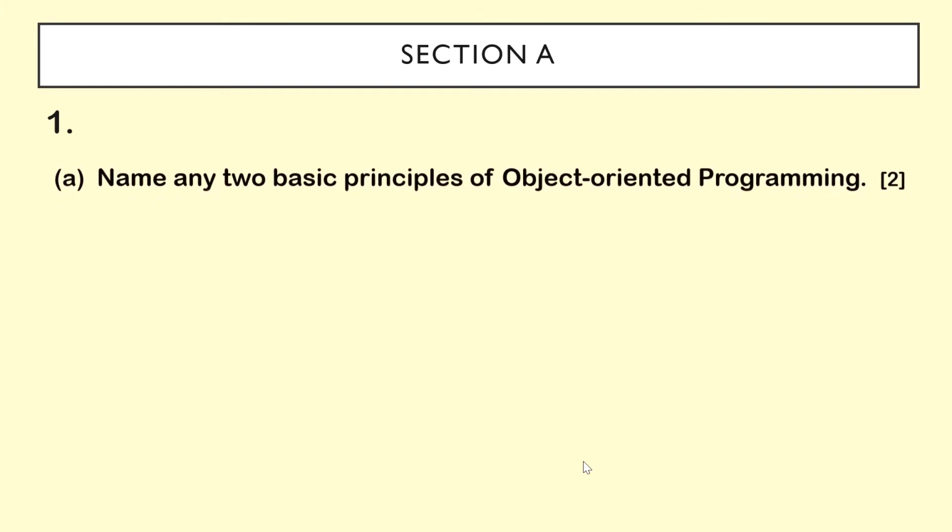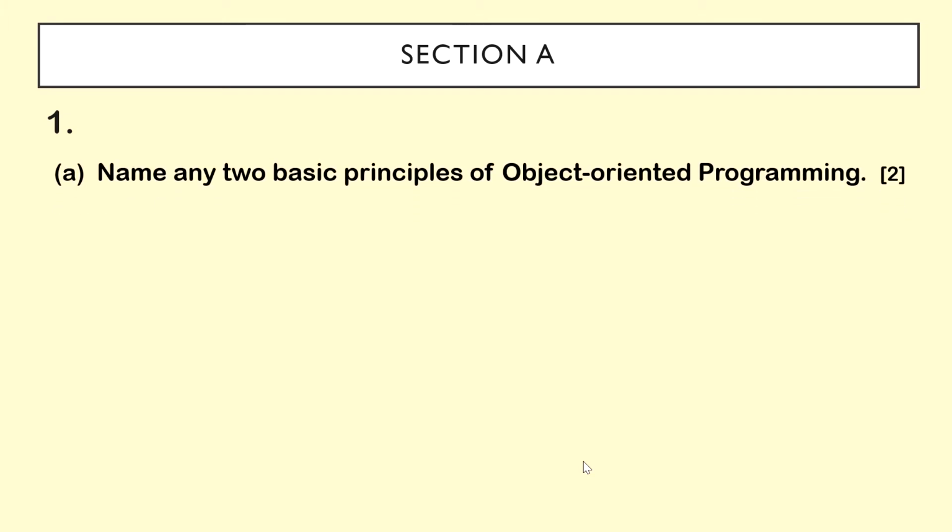Section A generally consists of 40 marks and it's theoretical based questions. So generally one question carries 2 marks each. So let's begin question number 1. The first question is, name any 2 basic principles of object-oriented programming.